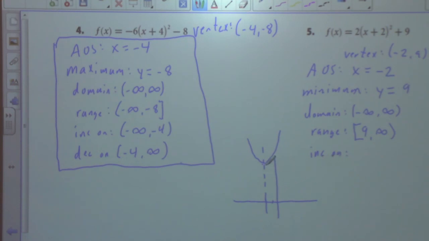So where are we increasing? From x equals -2. Starting at -2, increasing. Where are we decreasing? Negative infinity to -2. Wait, why would it be negative infinity? Because we're starting over here on the left. We're decreasing all the way from infinity.